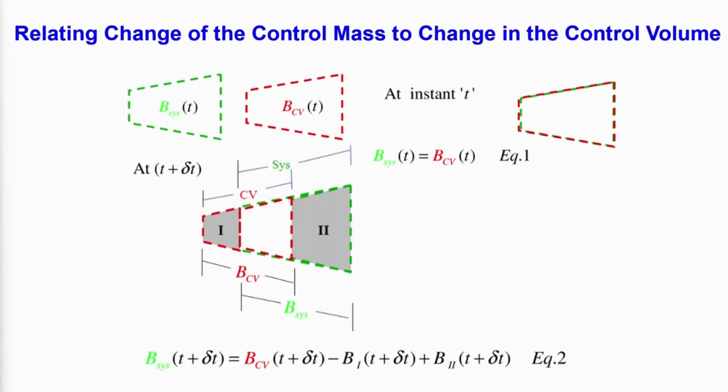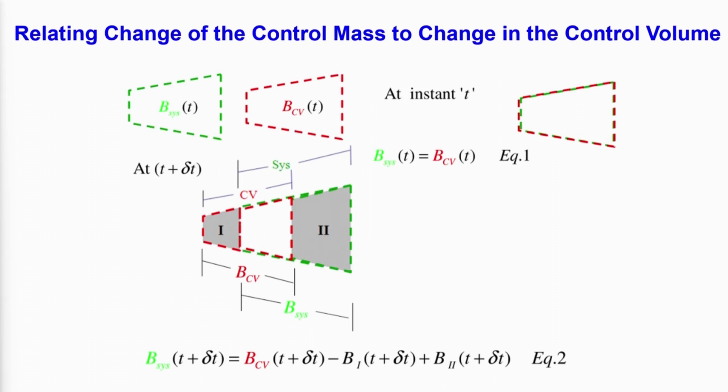So, at instant t you have the system and the control volume, they are coincident, but to make the drawing look clear, we have separated the green colored thing and the red colored thing. They are coincident at some point of time. At t plus delta t it is like this.